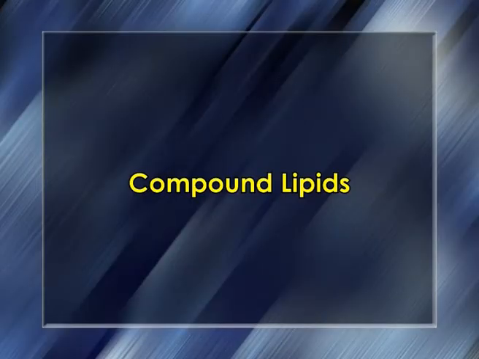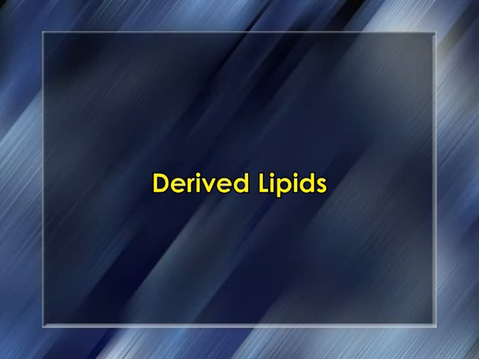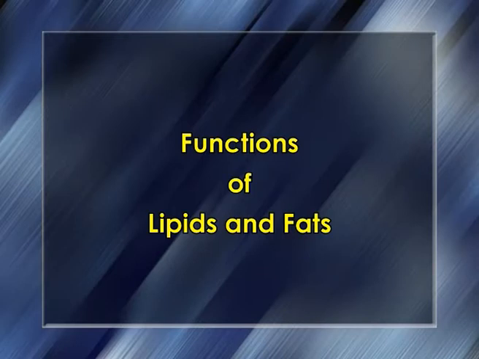Second is compound lipids. These are the esters of glycerol and fatty acids with substitution of other components such as carbohydrate, phosphate and nitrogen groups. Phospholipids such as lecithin and cephalin contain a phosphate and nitrogen group replacing one of the fatty acids. The next is derived lipids. These include fatty acids, alcohols, glycerols and sterols, carotenoids and the fat-soluble vitamins, for example, vitamin A, vitamin D, vitamin E and vitamin K.